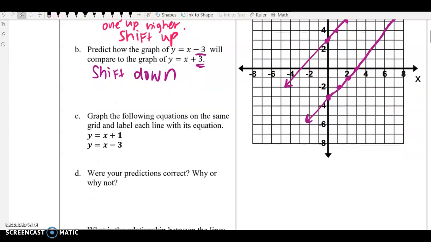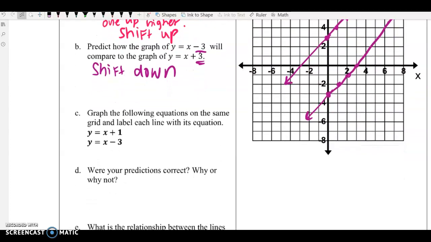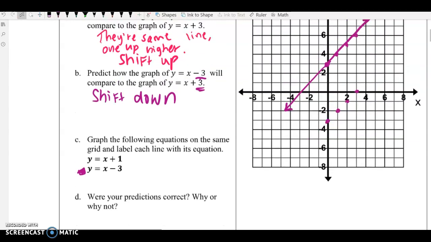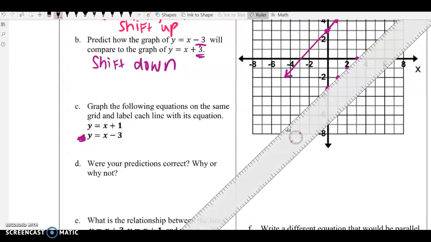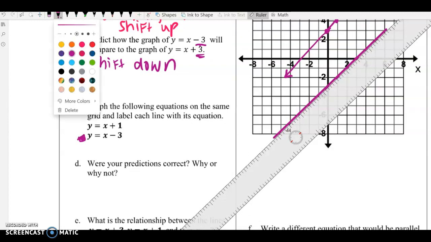Now it says graph the following equations on the same grid and label each line with its equation. So here is y equals x minus 3. We just graphed that. So I guess technically I should probably go in and use a straight edge. So we're at -3, up 1 over 1, up 1 over 1, up 1 over 1. I'm going to go ahead and take a ruler and line those points up. Okay, and then they want me to have another line at y equals x plus 1.